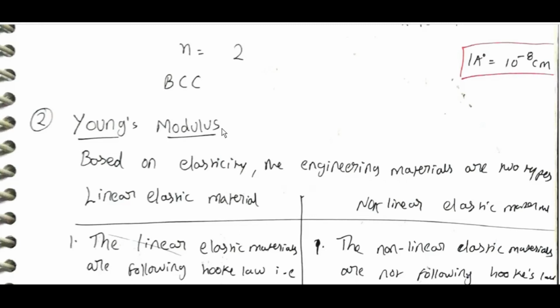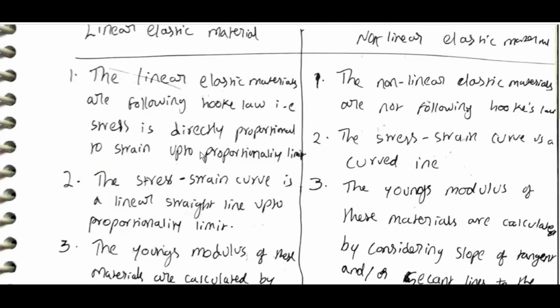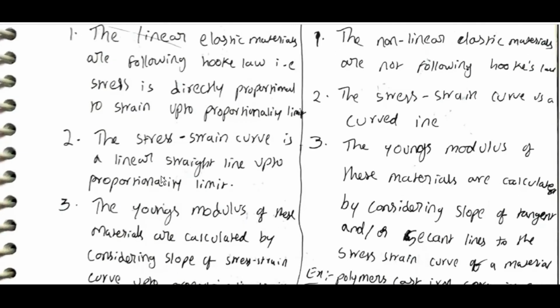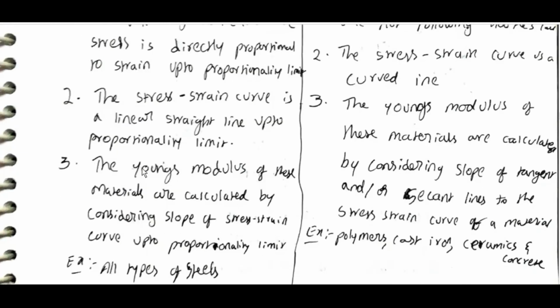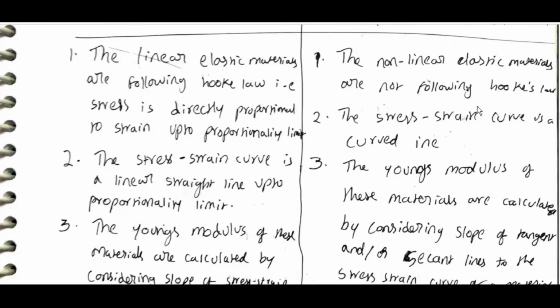Young's modulus based on elasticity. Engineering materials are of two types: linear elastic material and non-linear elastic material. The linear elastic materials follow Hooke's law, that is stress is directly proportional to strain up to proportionality limit. The stress strain curve is a linear straight line up to proportionality limit. The Young's modulus of these materials is calculated by considering slope of the stress strain diagram up to proportionality limit. Example: all types of steels.